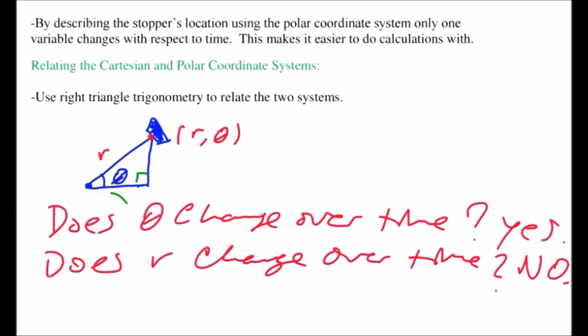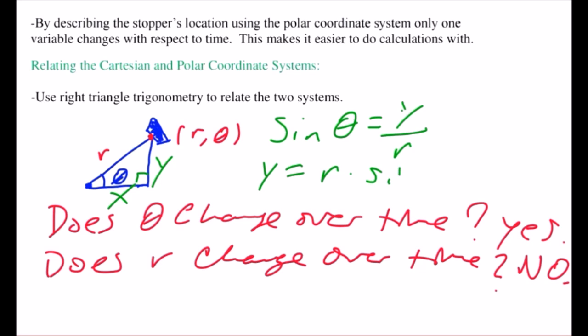If this is the X position and that's the Y position, somebody raise your hand and tell me, how can I find the Y position or the Y length? Very good. So we're going to be able to say that the sine of theta is equal to the opposite side over the hypotenuse. The opposite side we're calling side y. Now, what's the hypotenuse? The radius, r. That means that side y is equal to the radius times the sine of theta.